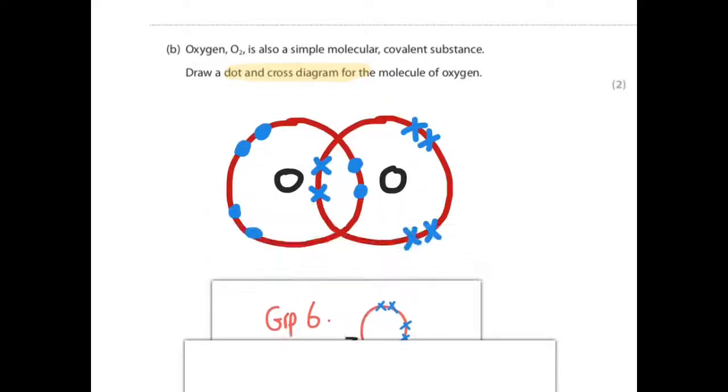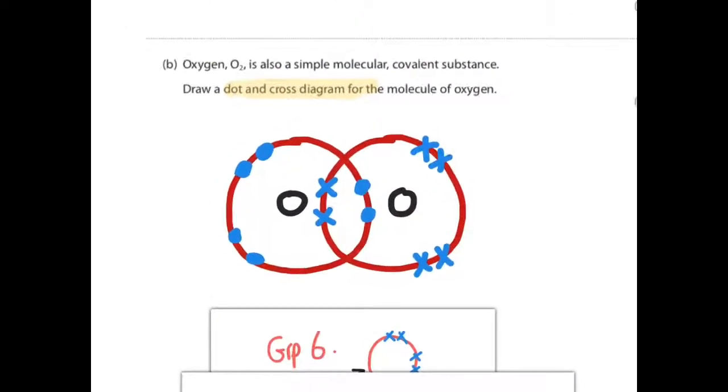So dot and cross diagram, you must show the crosses on one atom, the electrons belonging to one atom, and the electrons belonging to the other atom. And you can see they're sharing 2 pairs. So you draw the 2 pairs first, and then these count for both. So this atom here now has 1, 2, 3, 4, and I have to add the extra electrons to make up 8. 5, 6, 7, 8. And this one on this side has 1, 2, 3, 4, because they count for both. They're sharing them. 5, 6, 7, 8.